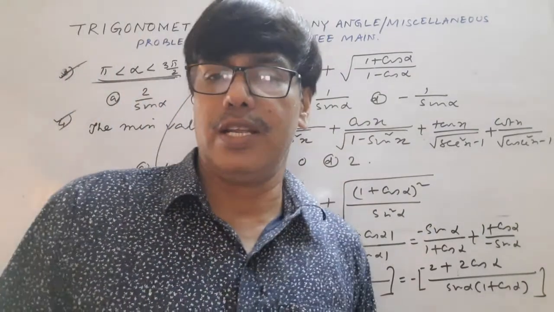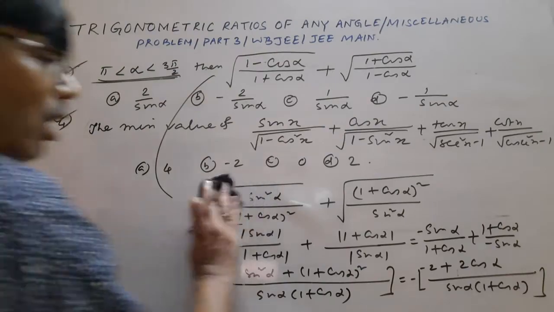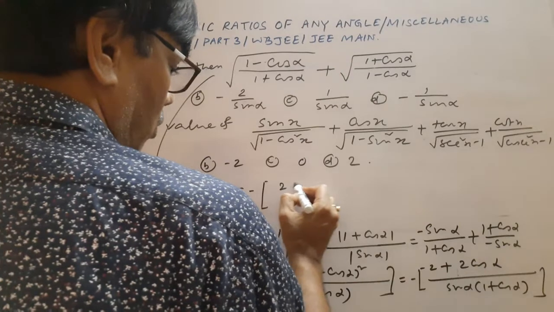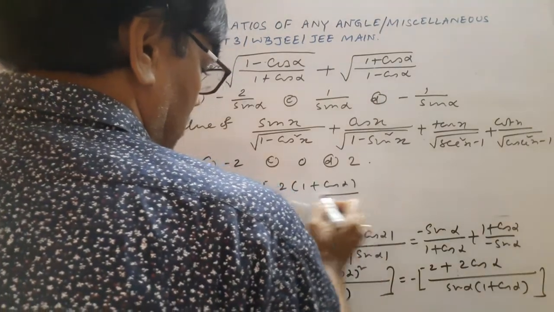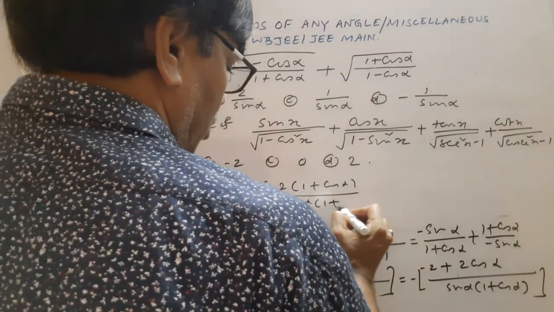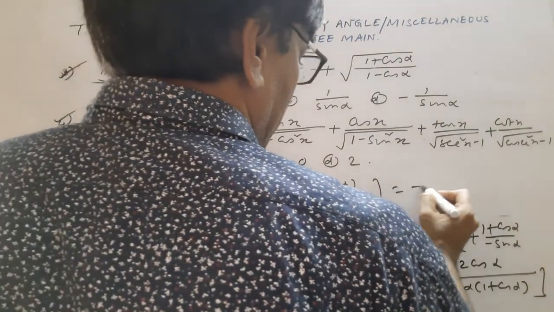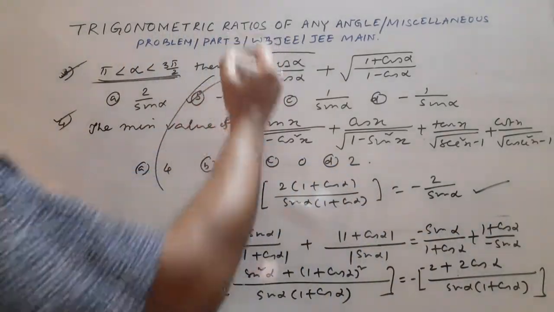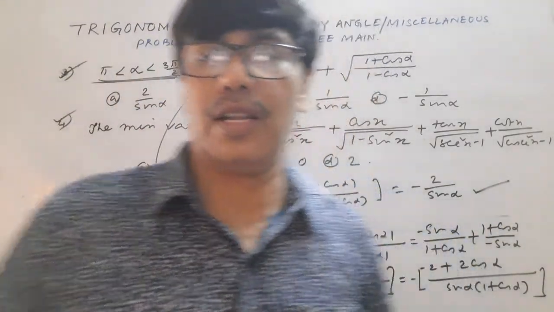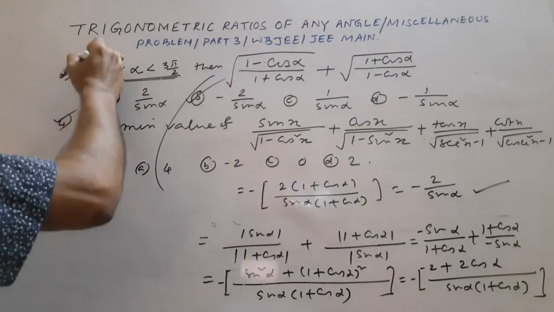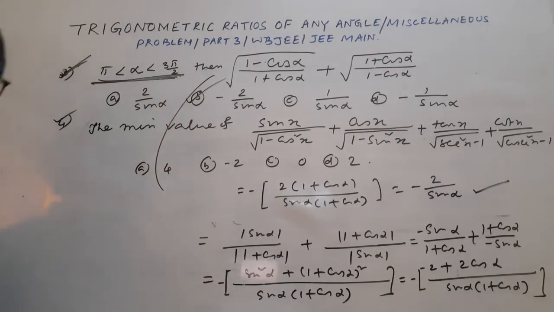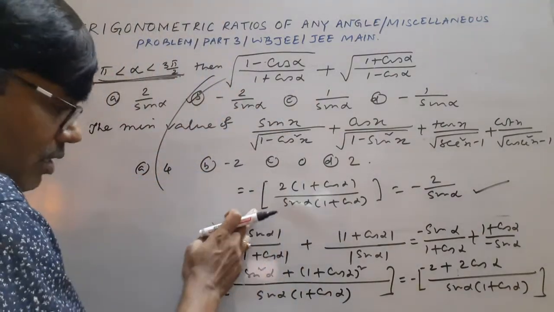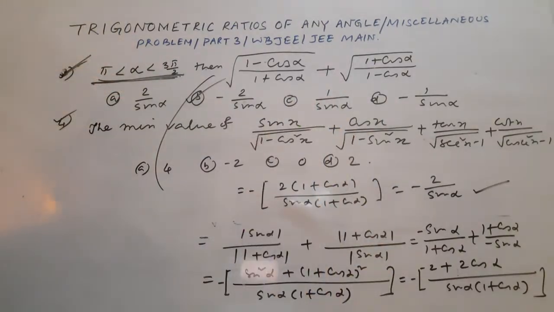If you simplify, you get this one. Now, 2 is common. So, minus outside, 2 common, 1 plus cos alpha by sin alpha into 1 plus cos alpha. So finally, this is minus 2 by sin alpha. So, D is the correct option. So, you look into the condition. Otherwise, the answer would be plus sin alpha here.